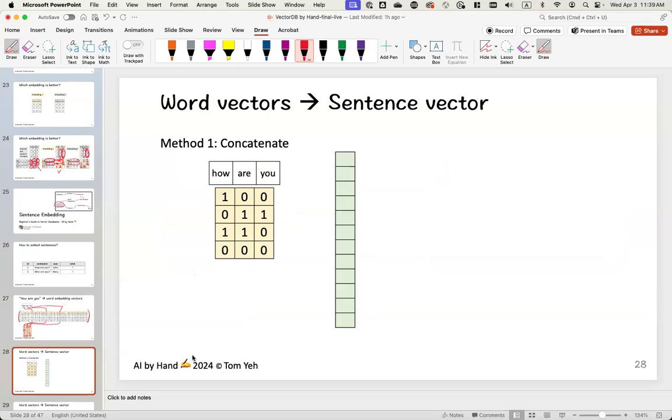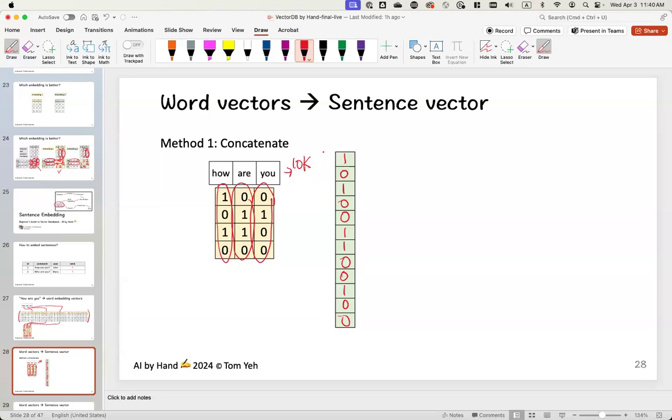Method 1 is we can concatenate them. For instance, we just write down 1 0 1 0, which is the first column, and then add 0 1 1 0, which is the second column, and then 0 1 0 0, which is the third column vector. And then we have this one sentence vector. It will work in some cases, but it might not be scalable. Instead of having 3 words, we might have like 10K word tokens. Now, large language models have bigger and longer context windows. We can easily get 10K, 100K tokens. Concatenation is not going to work, okay?